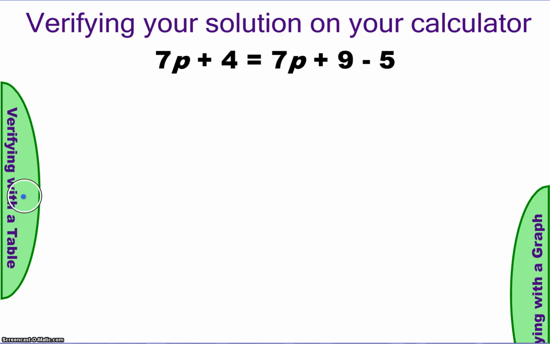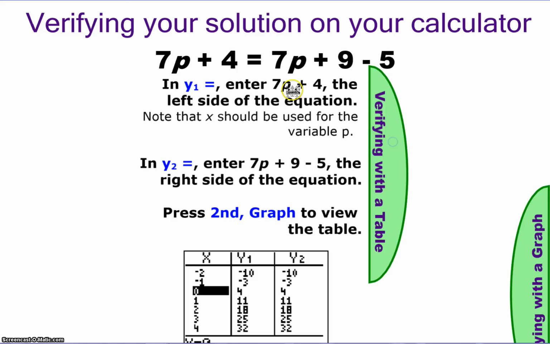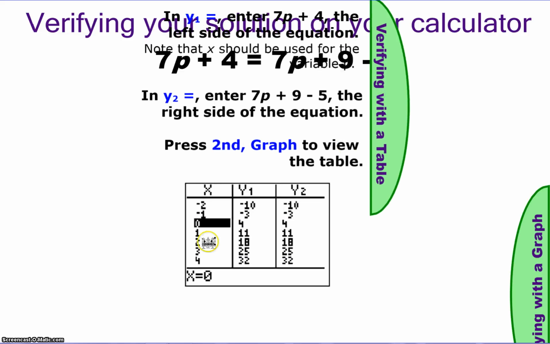So let's look at what it looks like on the calculator. If you were to put 7p plus 4 on y1 and 7p plus 9 minus 5 on y2, you will notice that no matter what x you stick in, you have the same answer on y1 and y2. That means you have infinite solutions.